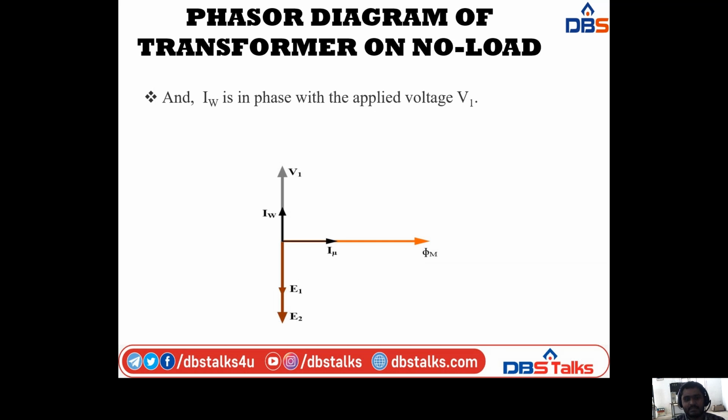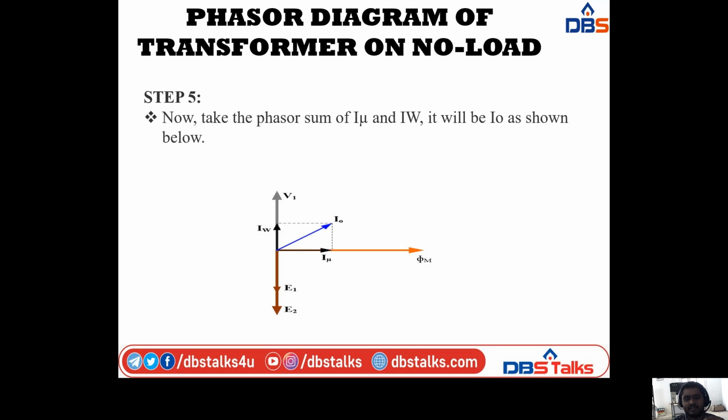Next, IW is in phase with the applied voltage, based on the second one, that is, the working component. So IW is in phase with the applied voltage V1. That's why I am taking the IW line along the V1 line. We have already drawn the V1 line, and to that line I am adding this IW. V1 and IW are in phase with each other, which means both are in the same direction. That's why I am drawing this IW. Okay, so this is step 4, and we come to step 5.